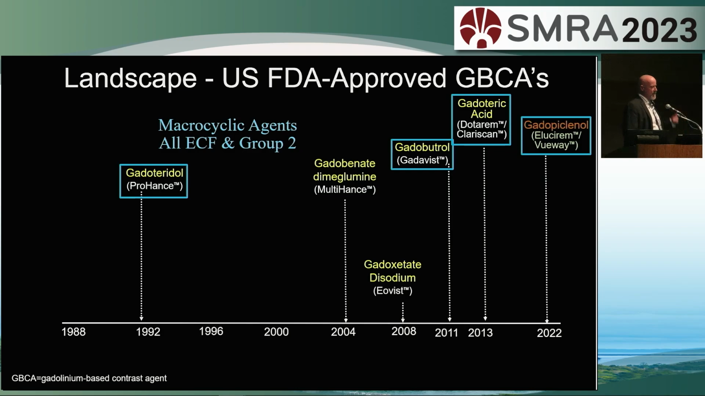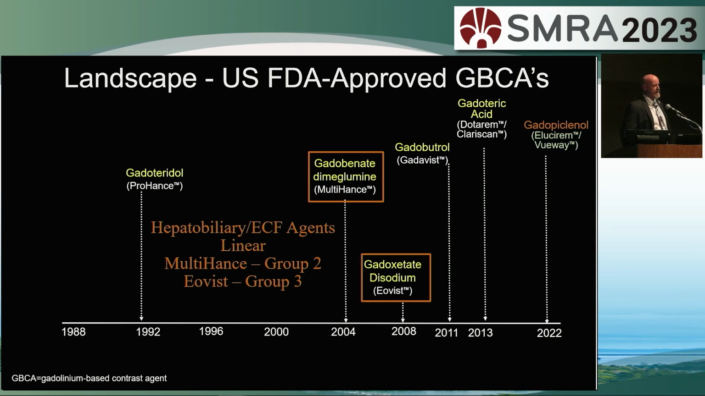So we can get down to really a much more simple looking landscape where there are 6 real agents to worry about. The 4 that I have circled in a blue box there are all macrocyclic agents, they're all extracellular agents, and the ACR considers all of these agents in group 2, which are the safer agents to use. There are 2 linear agents still on the market in the US, which are Multihance or gadobenate, and Eovist, which is also called Primovist. Multihance is a group 2 agent as well. I think it's an agent a lot of us here have used because of its relaxivity. Eovist is considered group 3, which the FDA kind of says we're not really sure because we haven't used a lot of it.